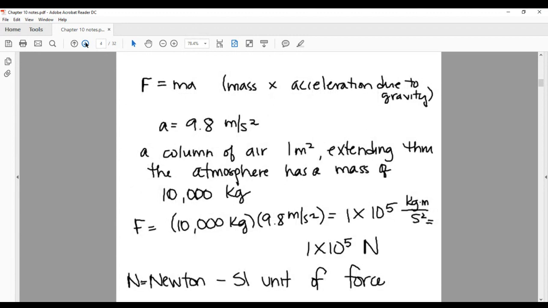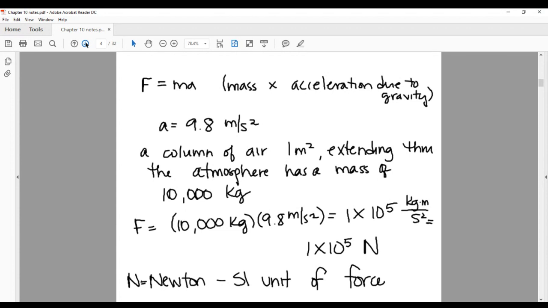So if we look at kind of deriving what this pressure is, we first have to consider force. So remember, pressure is force divided by area. So what is force? Force is mass times acceleration due to gravity. Now, acceleration due to gravity is a constant. It's 9.8 meters per second squared. So anything on Earth, anything at the surface of the Earth, has an acceleration due to gravity of 9.8 meters per second squared.